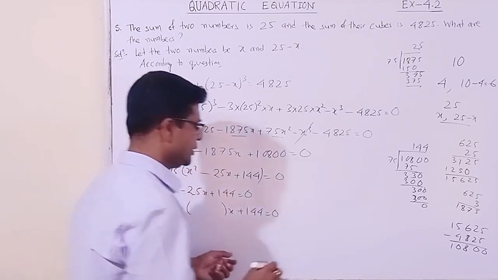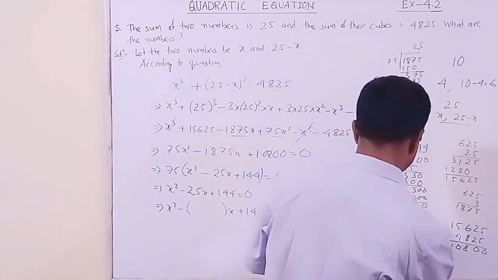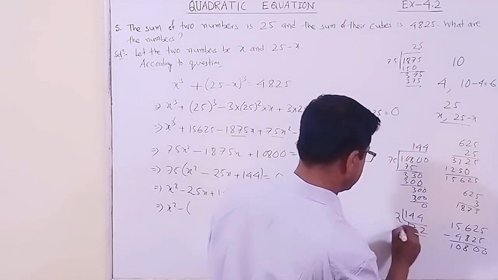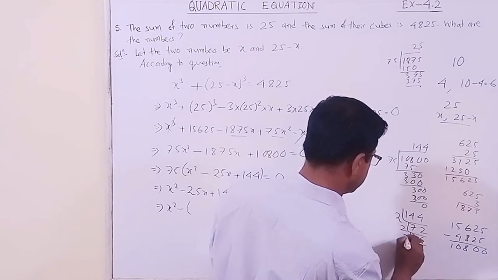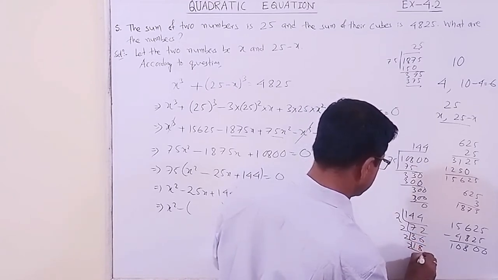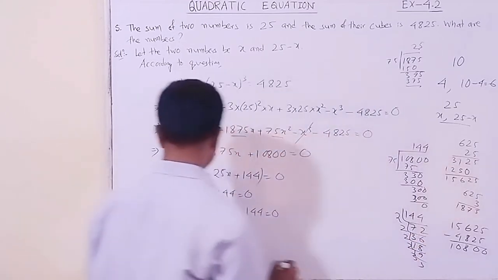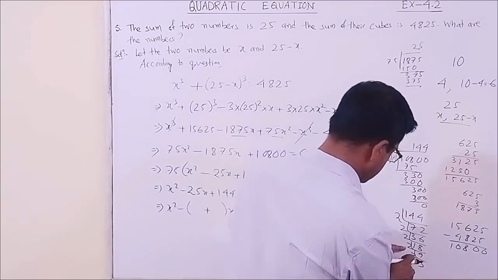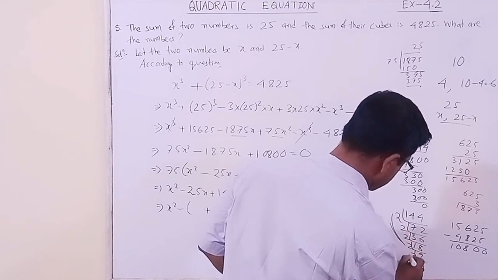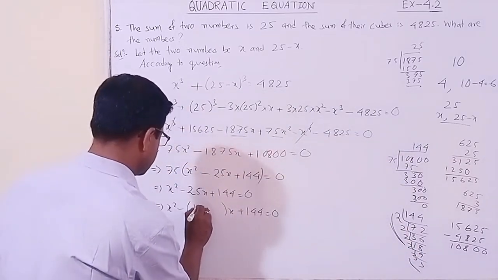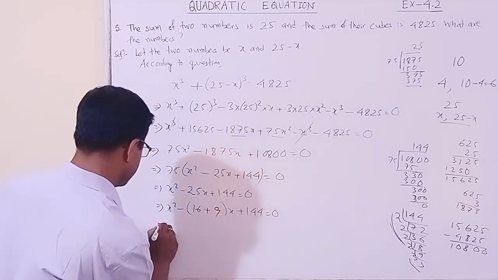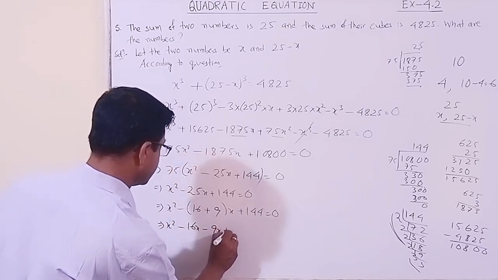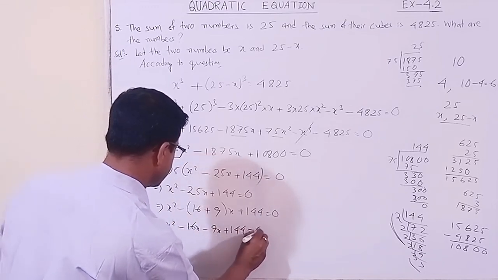Let us do the prime factorization of 144. This is 2 72, 2 36, 2 18, 2 9 3 3. How much we have to make? By adding we have to get 25. So how will we do this? This is 16 plus 9. 16 plus 9 is 25. So x square minus 16x minus 9x plus 144 is equal to 0.